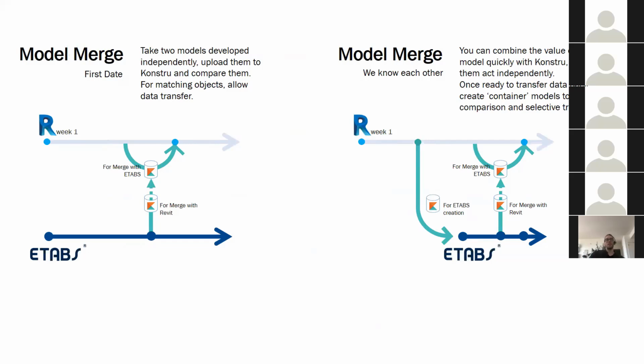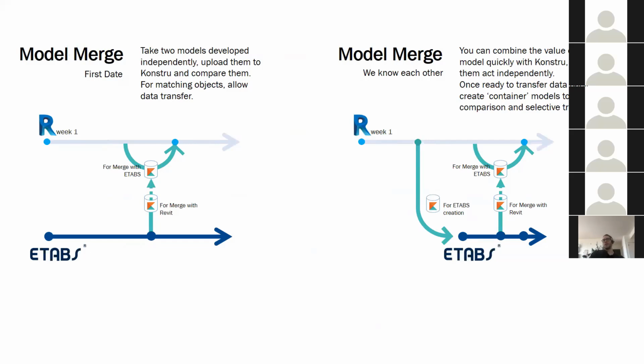For example, on the left-hand side, we have Revit week one model, and then we have a separate model that got completely generated in ETABS. As it's getting analyzed and worked on, it can then be transferred with Konstru and then merged. That way, the Revit model will just pick up all of the changes from the ETABS model, even though they both came from different origins.